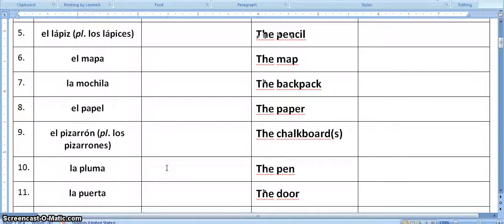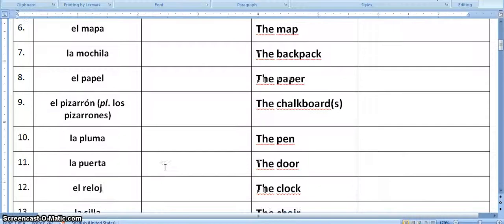Número siete, number 7, is la mochila, the backpack. La mochila. If you're like Dora fans, la mochila, she has that backpack or something, or Diego has a backpack. I have no idea. But la mochila is the backpack. Número 8 is el papel, or the paper, el papel. Okay. Número 9 is el pizarrón. Now notice with el pizarrón, it has an accent, el pizarrón. But if it's plural, los pizarrones, there's no accent. Pretty cool. It's getting pretty cool here, huh?